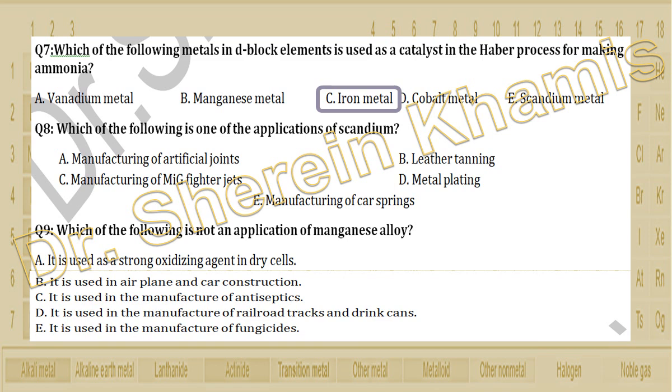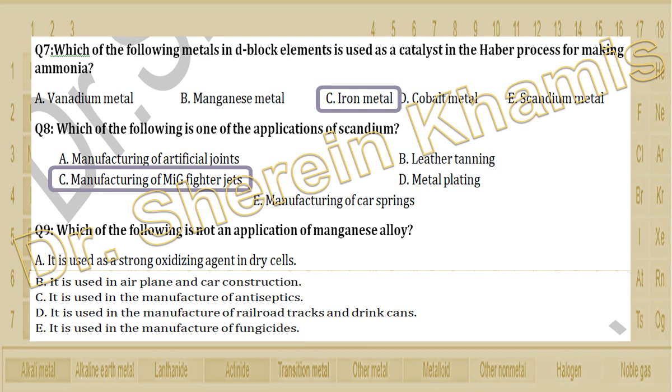Which of the following is one of the applications of scandium? We have different options: manufacturing of artificial joints, leather tanning, manufacturing of MiG fighter jets, metal plating, and manufacturing of car springs. Scandium is very effective and low in density. So scandium is very effective in making what? Manufacturing of MiG fighter jets. Okay, let's go into question 9.